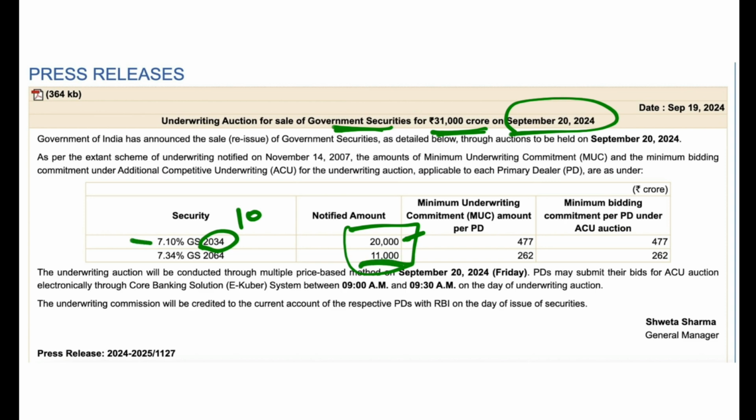Then you have 11,000 crore worth of securities where the maturity period is 40 years, 2064, and the interest rate will be 7.34%. And as always, the government auctions these securities on which platform? It is the core banking solution platform of the RBI, which is called eKuber.